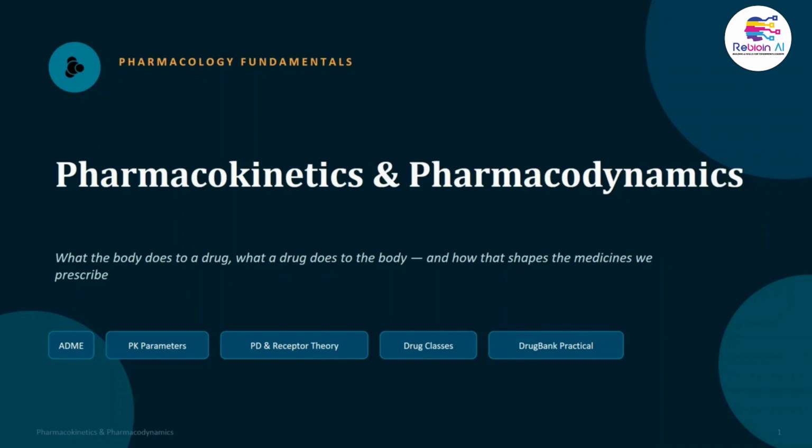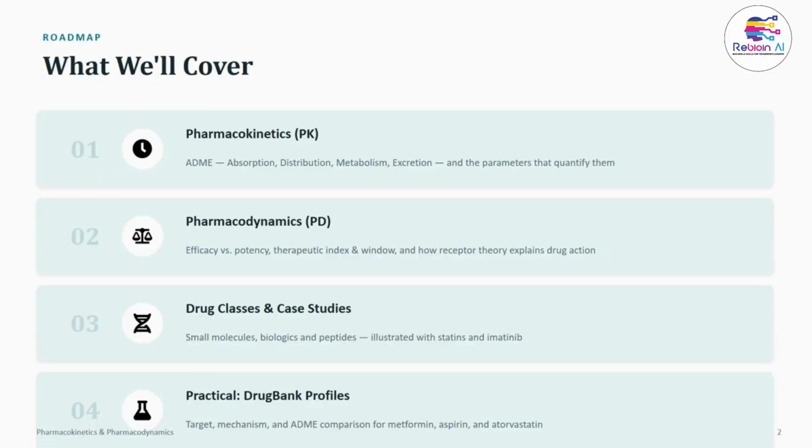We will cover the ADME journey a drug takes through your body and the key numbers that describe that journey in a mathematical way, how drugs act on different receptors at cellular levels, and what makes some drugs very safe. On the other hand, some require careful monitoring, and we'll discuss major classes of modern drugs and two real examples, case studies involving statins and imatinib, and finally we will see a few PKPD classifications of drugs. So this is what we're going to cover today. This is the roadmap of what we are going to discuss.